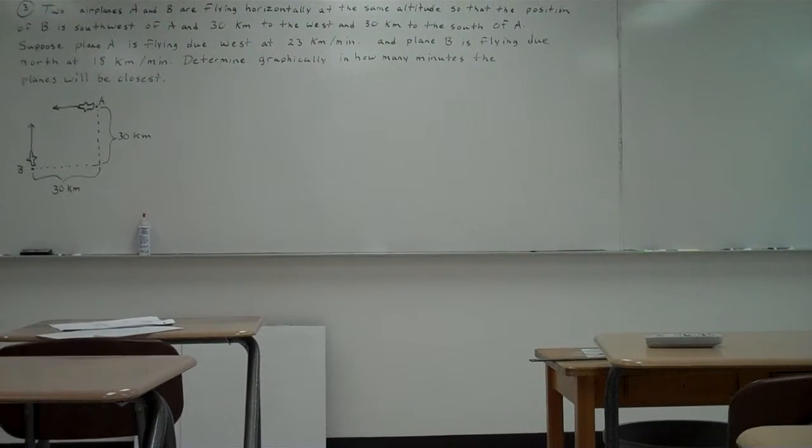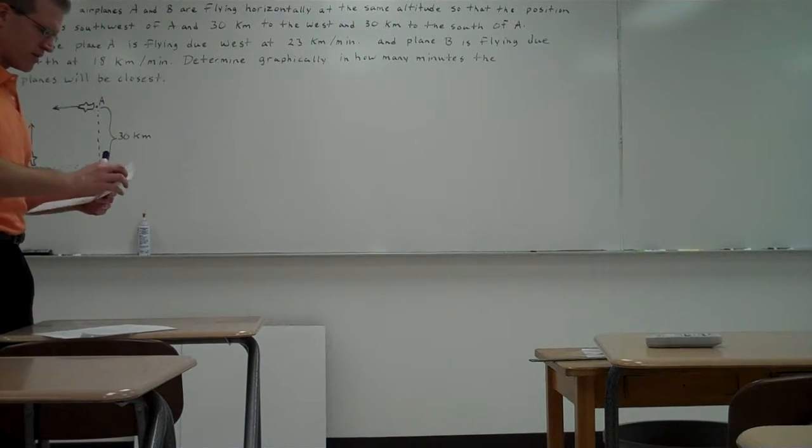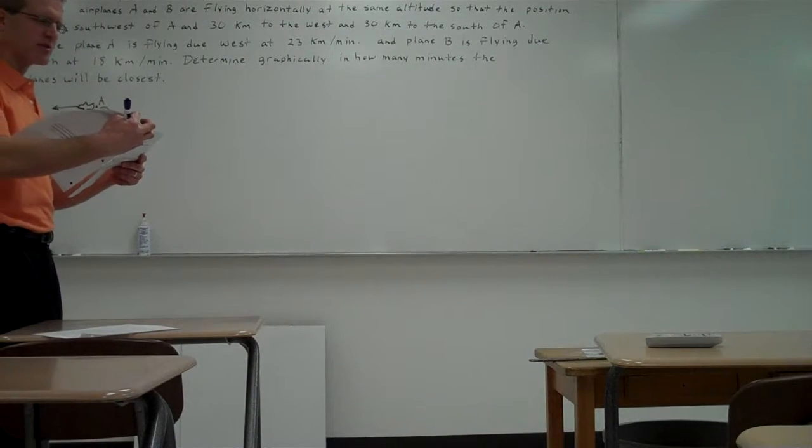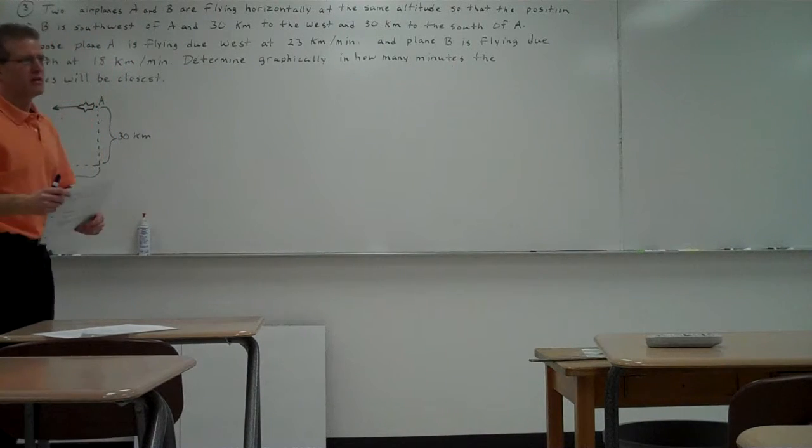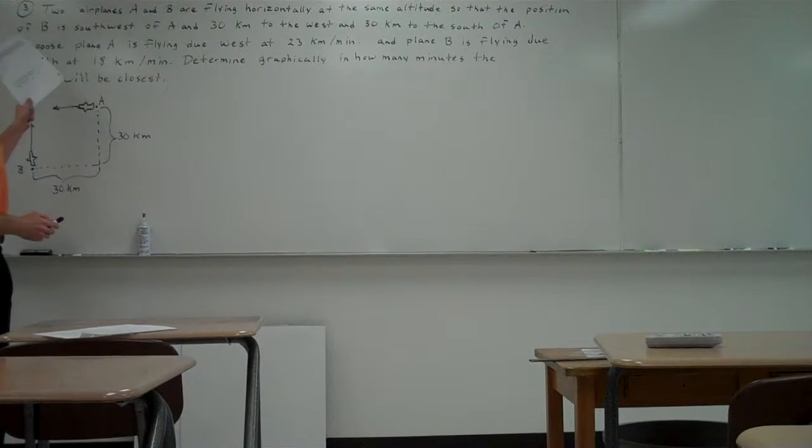Okay, this is number 3 on the benchmark 4, or benchmark 5, chapter 4 review sheet. Here's the problem. Two planes A and B are flying horizontally at the same altitude, so that the position of B is southwest of A, and 30 kilometers to the west and 30 kilometers to the south of A. Suppose plane A is flying due west at 23 kilometers per minute.